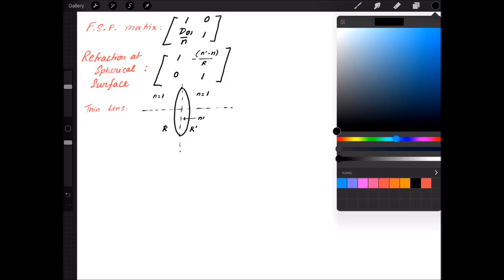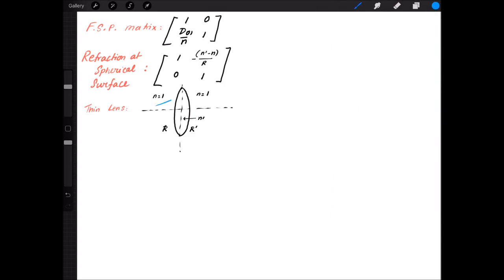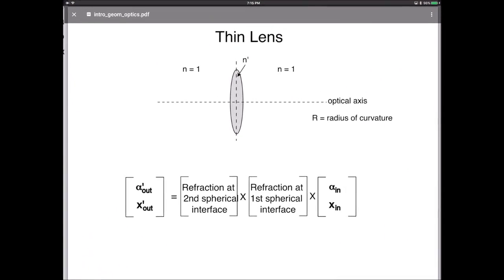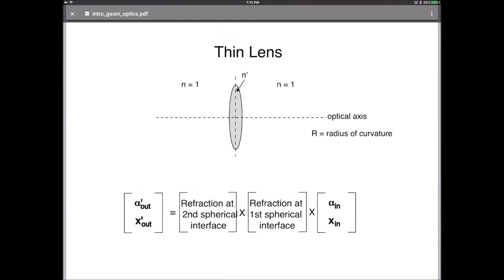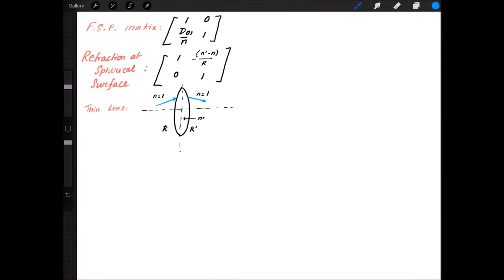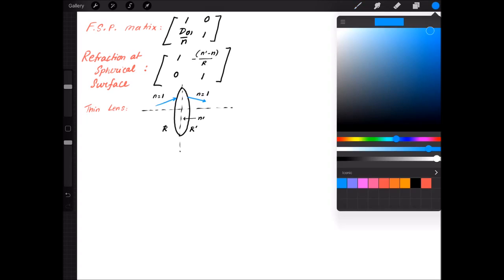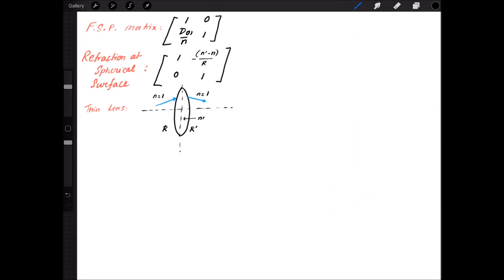So we are going to look at a case of a ray entering this lens from the left and exiting this lens from the right. Okay, so that's a summary of the problem we have over here. Like I said, we are going to neglect the thickness of the lens, so we are only going to consider the two cases of refraction at spherical interfaces. So I'm going to write down the matrix for this system like we did last time.